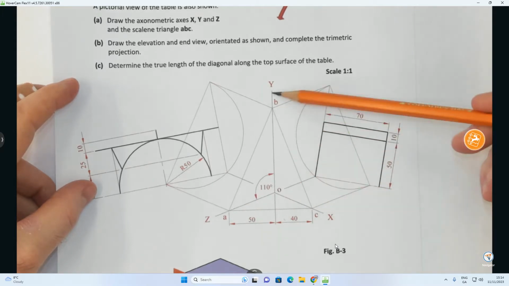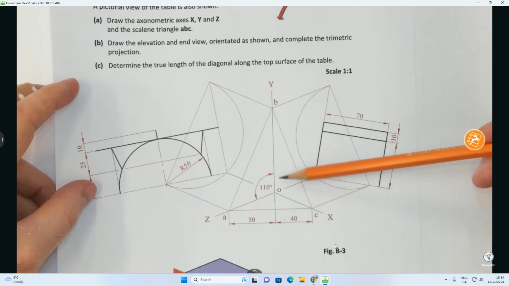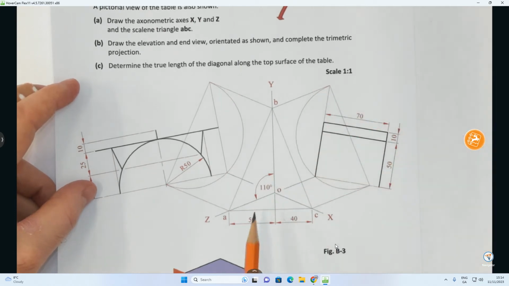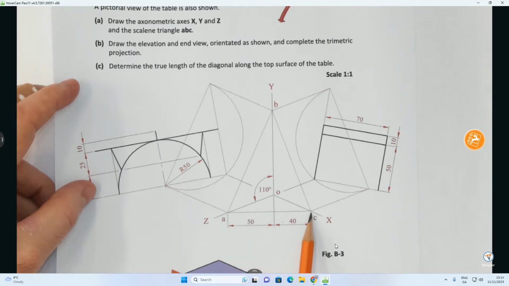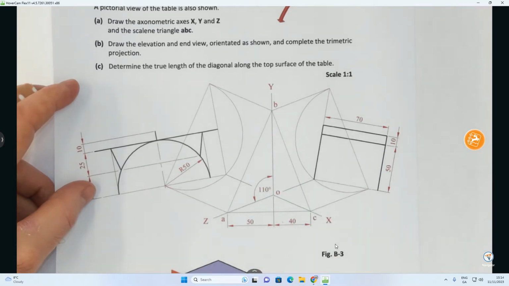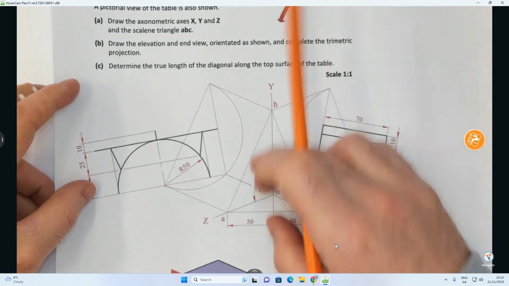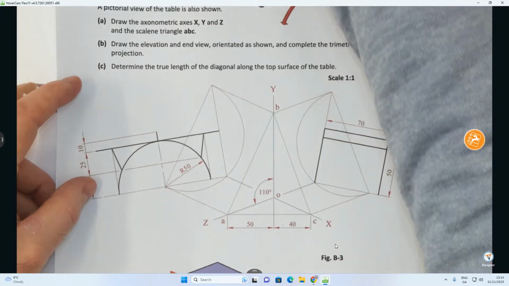The Y-axis is going vertical. The Z-axis in relation to the Y-axis is at an angle of 110 degrees. They don't give us the angle for the X-axis, but what they do tell us is, from the origin here, right in the middle, if I come down here, that line connecting to A is 50 millimeters, and then an additional 40 will get me C. Therefore, when I have C, I can connect C up to B. So that's where we're going to start, creating the X, Y, Z axes, and we're going to get the scalene triangle ABC.